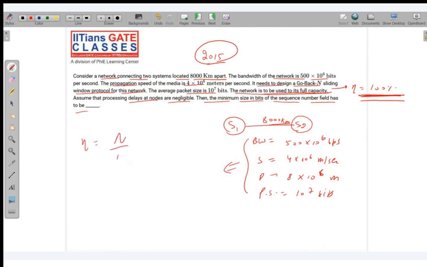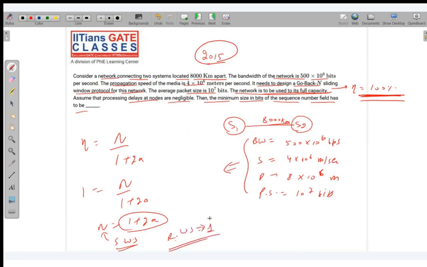Now the efficiency is N upon 1 plus 2a for Go-Back-N, and we have studied this formula in the previous lecture only. Efficiency 100% means 1. So 1 is equal to N upon 1 plus 2a, so N is equal to 1 plus 2a. This is your window size, or rather the sender window size. So the sender window size should be 1 plus 2a, and the receiver window size, that is for sure for Go-Back-N, is 1 only. Regardless of anything, in Go-Back-N the receiver window size is 1 and the sender window size is 1 plus 2a.